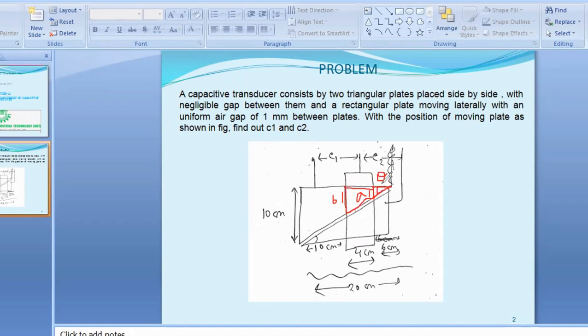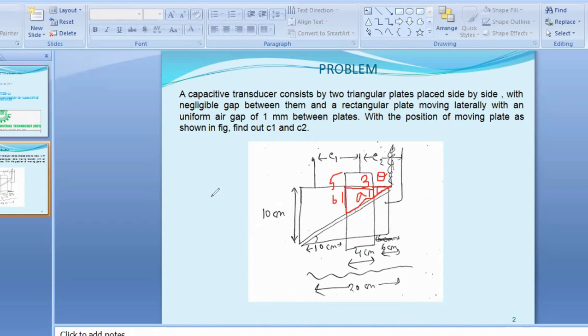So A equals what is the value of A? A we are getting 3. Similarly, tan theta equals B by 10, because 4 plus 6 is 10. Now tan theta equals half, so B equals 5. So the total overlapping value is 5 plus 3, which equals 8.